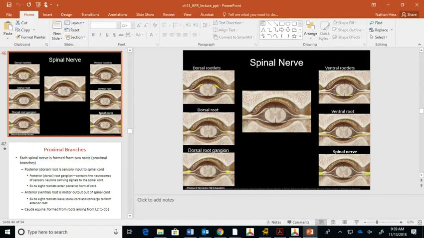Does that make sense? And that's because into the spinal cord, they come in opposite sides. Again, the posterior dorsal side is where the sensory comes, and the anterior is going to be where you get the motor. Question?